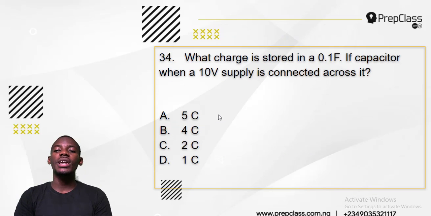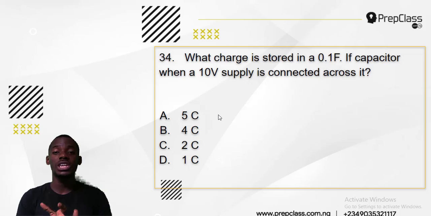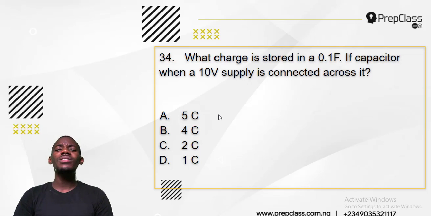What charge is stored in a 0.1 farad capacitor when a 10-volt supply is connected across it? Now this question is asking for charge. It gave you capacitance in farad, and it gave you voltage in volts. Now what is the relationship? What formula combines charge, capacitance, and voltage? Do you have any idea?